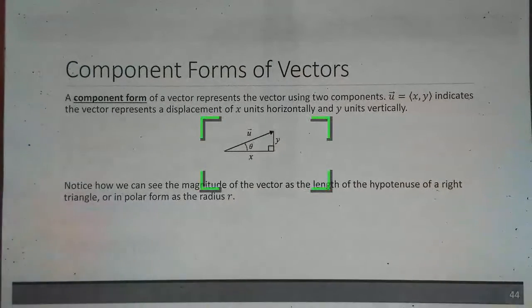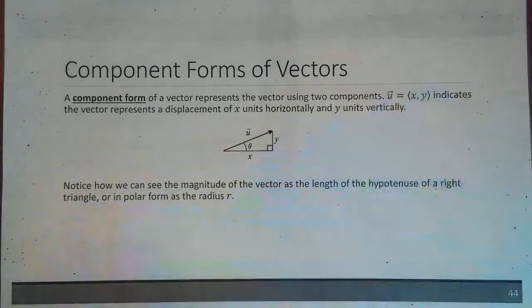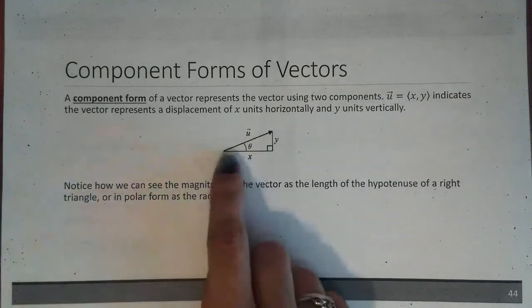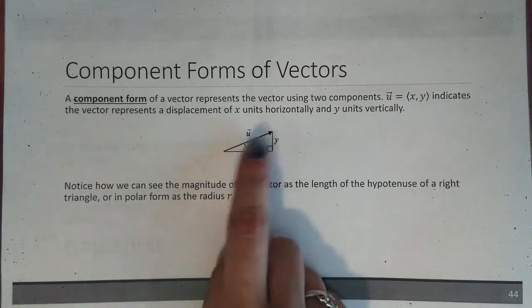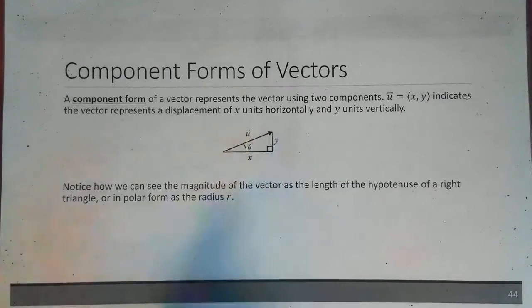So component form. A component form of a vector represents the vector using two components, x comma y, but you'll notice they're in these angle brackets, and they indicate the vector as a displacement of x units horizontally and y units vertically. So how you get from the start to the end, you're moving x units horizontally and y units vertically.